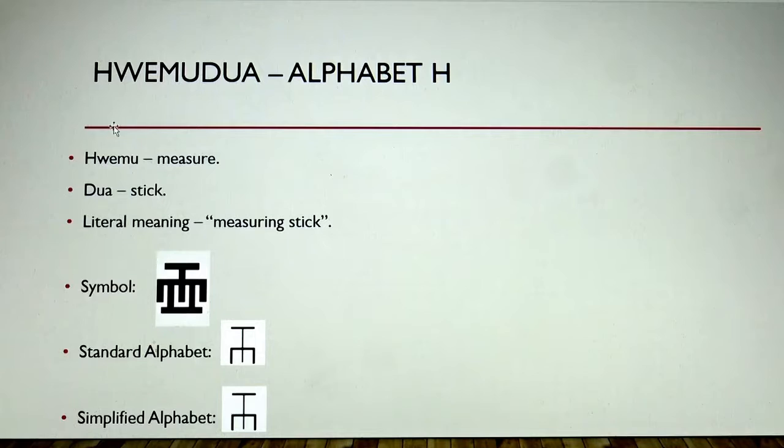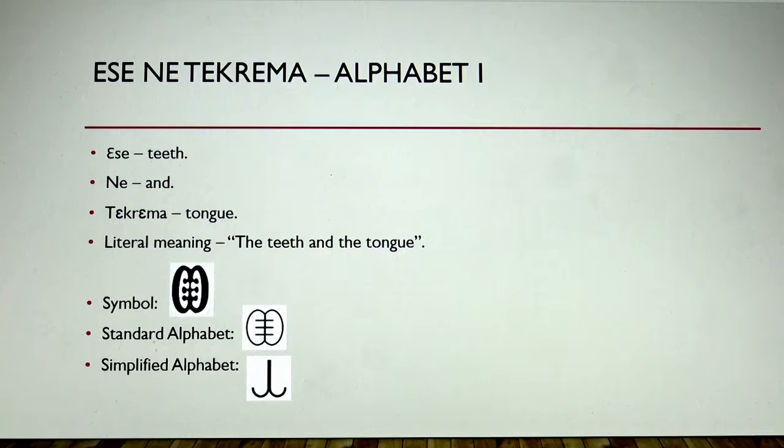Hwimu Dua is assigned to alphabet H. Hwimu, measure, Dua, stick. Literally meaning measure and stick. This is the Adinkra symbol. The standard and simplified alphabets are the same. There are no capital or small letters in the Adinkra alphabet, so each character stands for both the capital and the small letter of that particular alphabet. And the simplified alphabets are to make it easy to handwrite with the Adinkra alphabet.